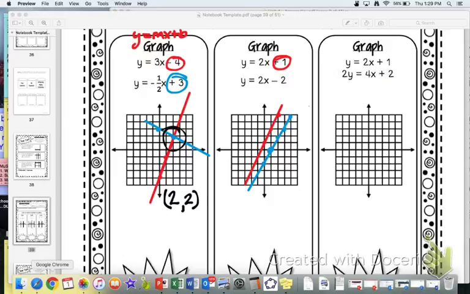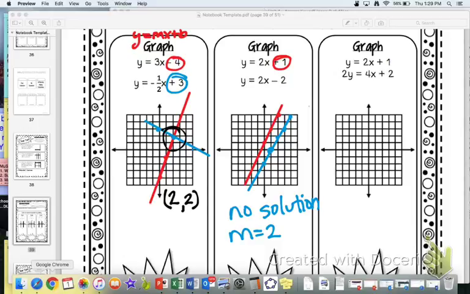So now you can see I've graphed the other one. I started at -2, I went up 2 over 1, up 2 over 1. These two lines are parallel, they will never cross, so I get to write no solution. And I can see that because my slope for both of them, or m, is equal to 2, so they will never cross. So let's look at the last one.